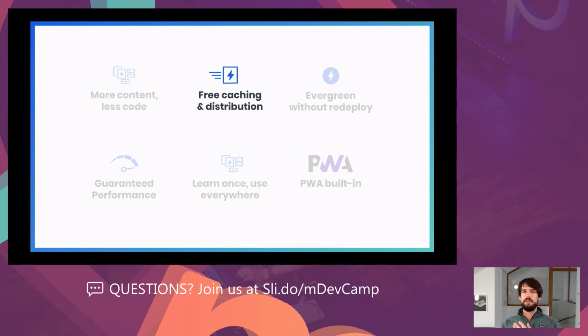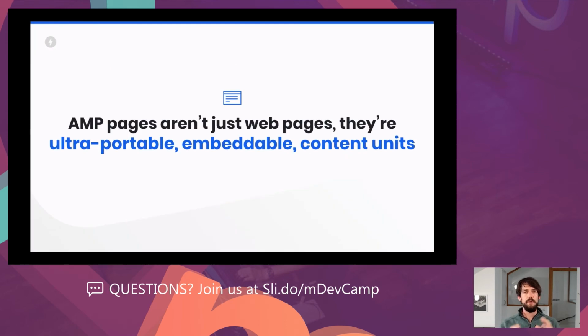Now let's talk a little bit about caching and distribution. Funnily, the original name for AMP wasn't AMP, but Portable Content Units. It's not only a fast-by-default web component framework. The pages that you build with AMP become what we call portable content units.